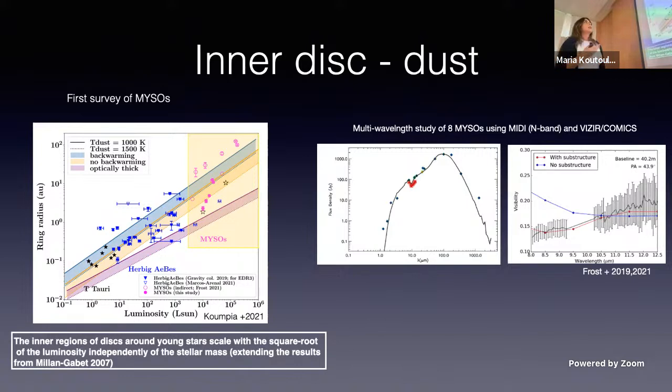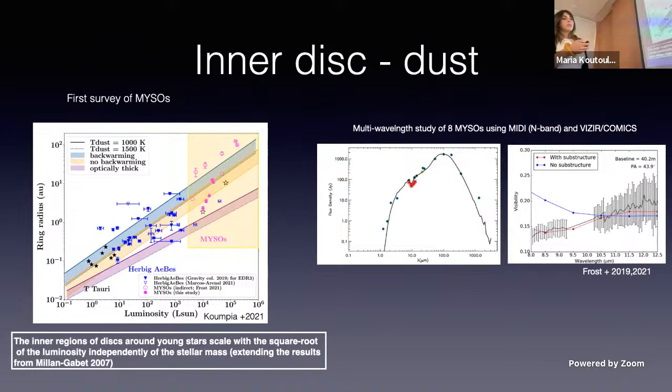There are other attempts, mainly to do a multi-wavelength study. This was done by Frost et al., a really nice study of 8 massive young stars using MIDI. MIDI was the previous interferometer, using the N-band, so around 12 micron, and also the images at 20. By fitting the SED simultaneously along with the interferometric observables, they could fit the visibilities.